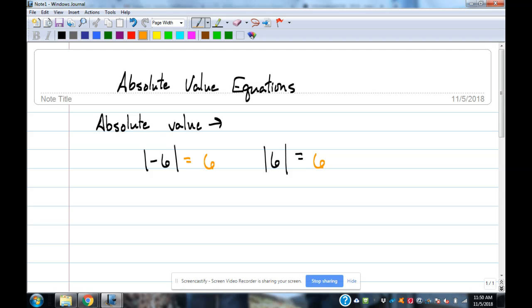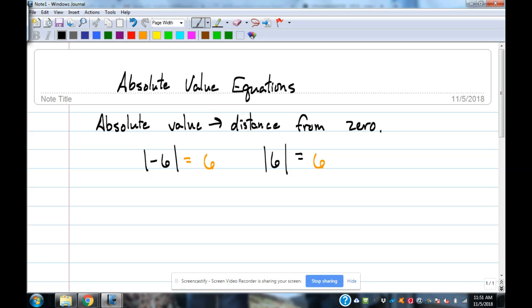So the reason negative 6 and positive 6 have the same absolute value is because they're the same distance away from 0. So that's what absolute value really is. It's a distance away from 0. So that's the real definition. Distance from 0.